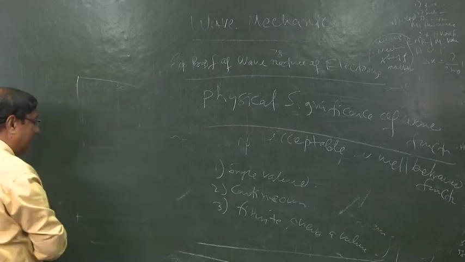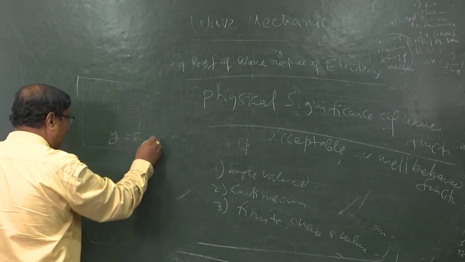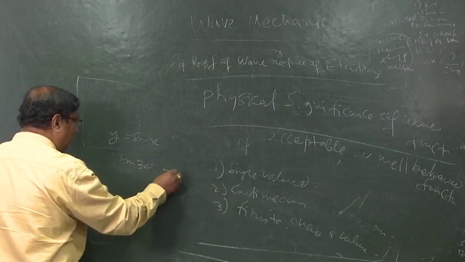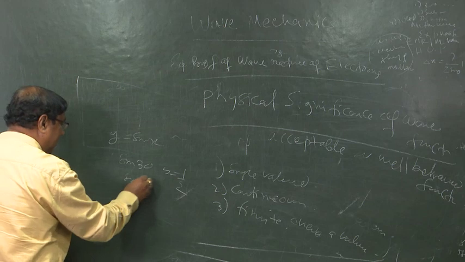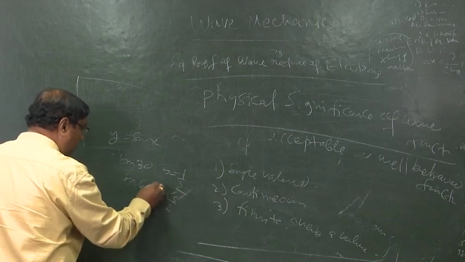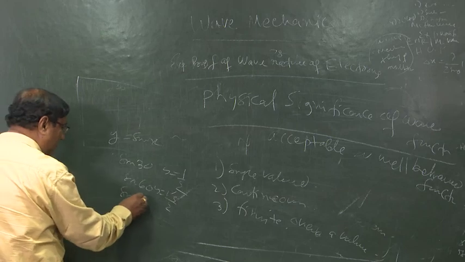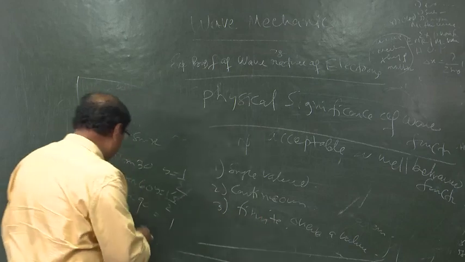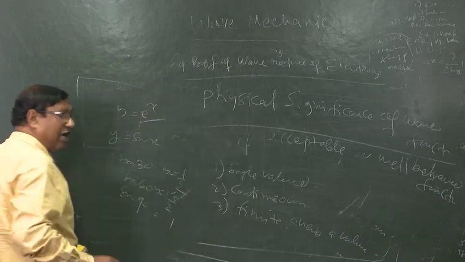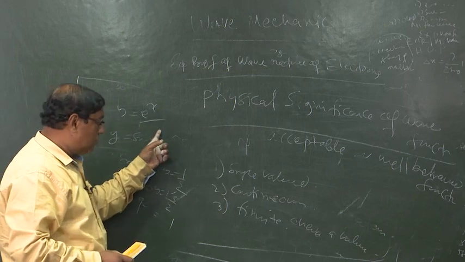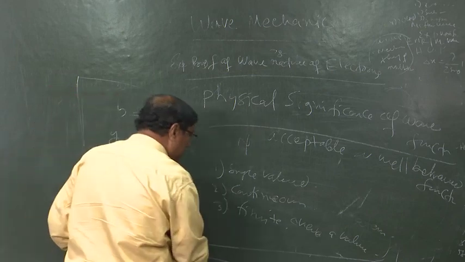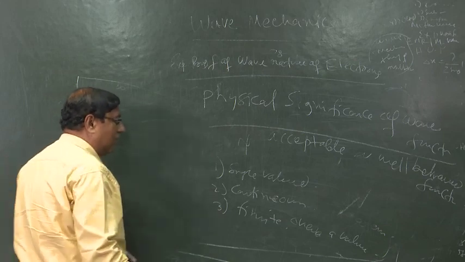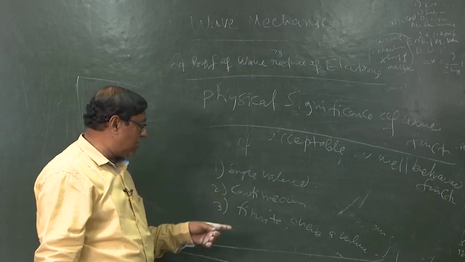Third, it must be finite. Suppose y is equal to sin x. If x is equal to 30, sin 30, then y will be equal to half. For x equal to 60, the value will be root 3 by 2. If x is equal to 90, the value is equal to 1. That means it is a finite value. But if y is equal to e to the x, with x going to infinity, this will not be acceptable. So, it must be finite over a continuous volume. Therefore, a wave function is acceptable provided it obeys the three conditions: single valued, continuous and finite.